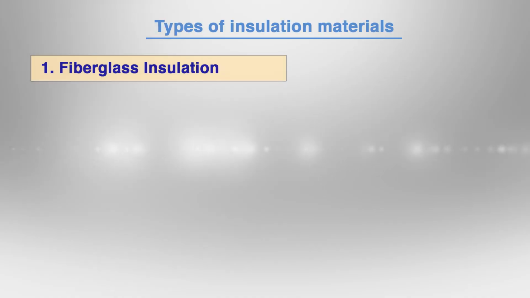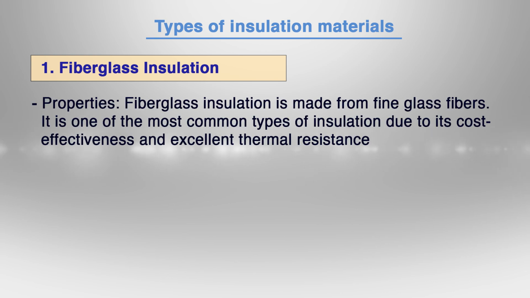Types of insulation materials are divided into some categories. First one is fiberglass insulation. It has some properties: fiberglass insulation is made from fine glass fibers.